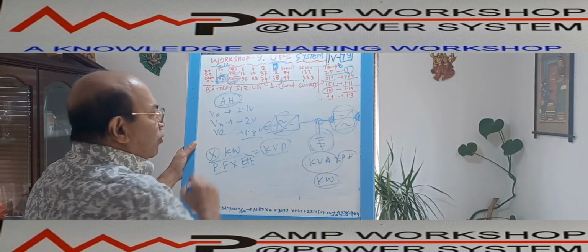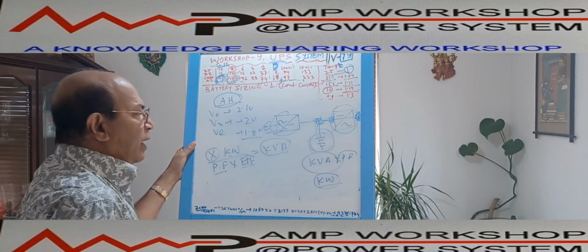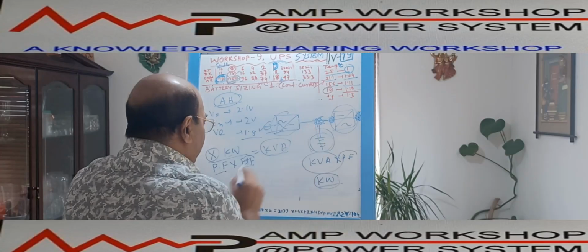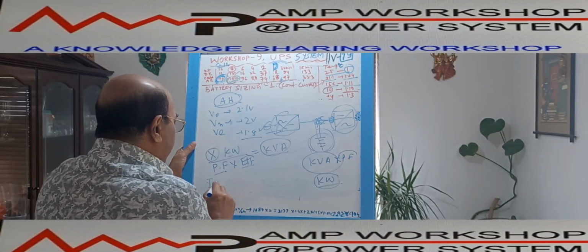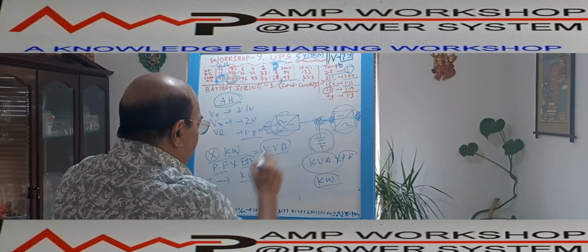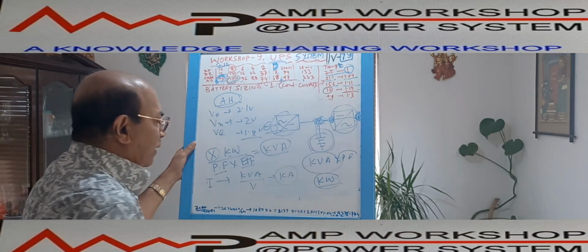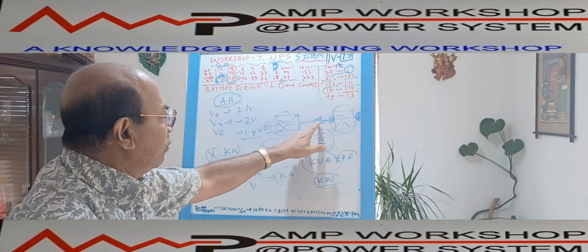Once I get the input kVA, I need to know the voltage at this point. Suppose the voltage here is V, then what is the ampere required? Ampere required equals kVA divided by voltage. Suppose the voltage is V, so this will give the kilo ampere current required. So this is the way I have to calculate the input current.